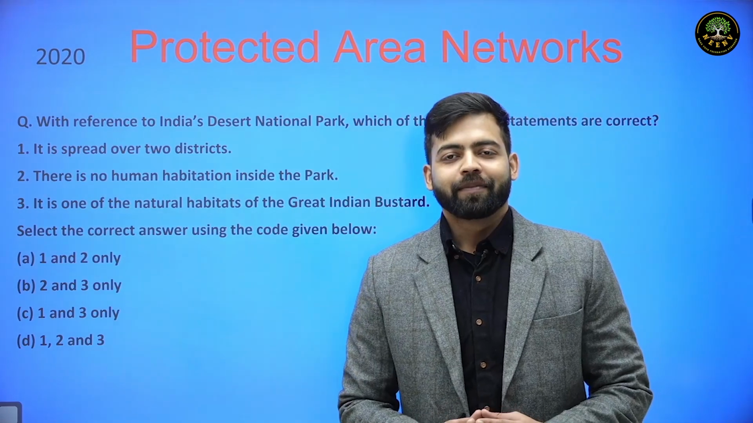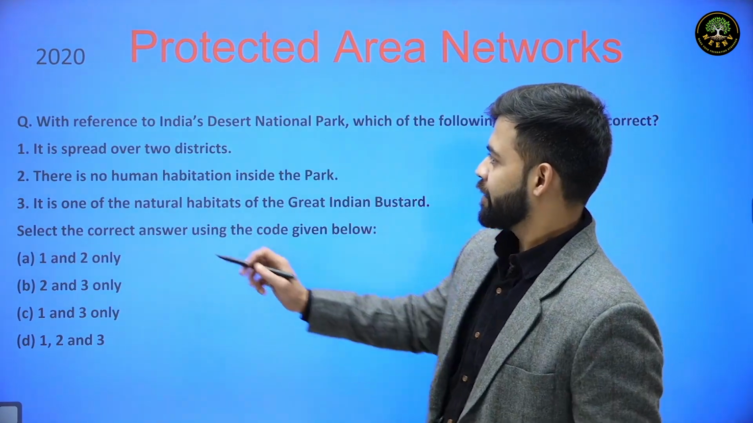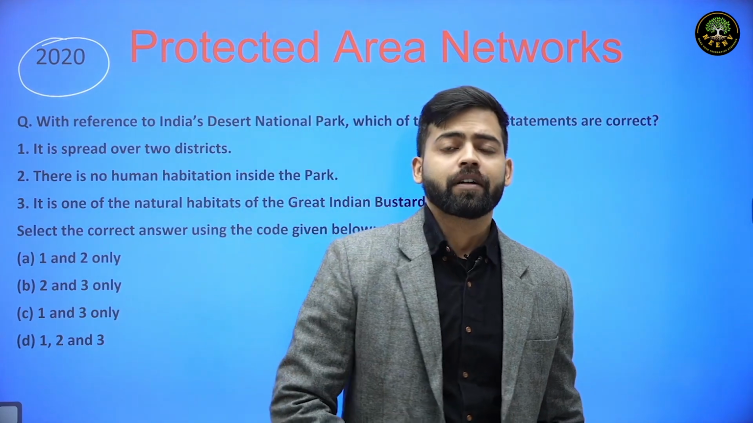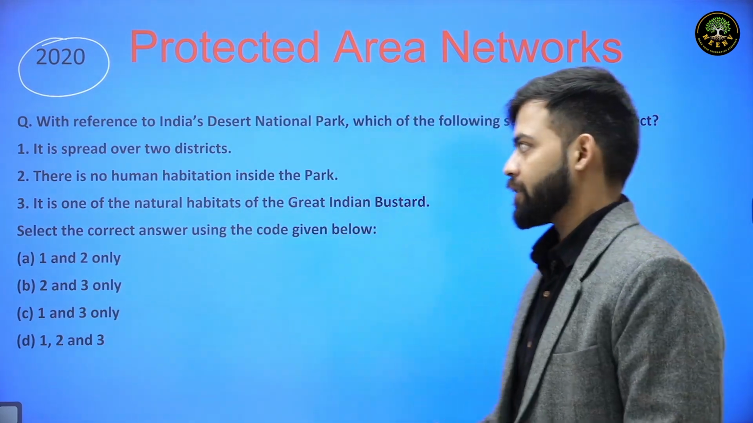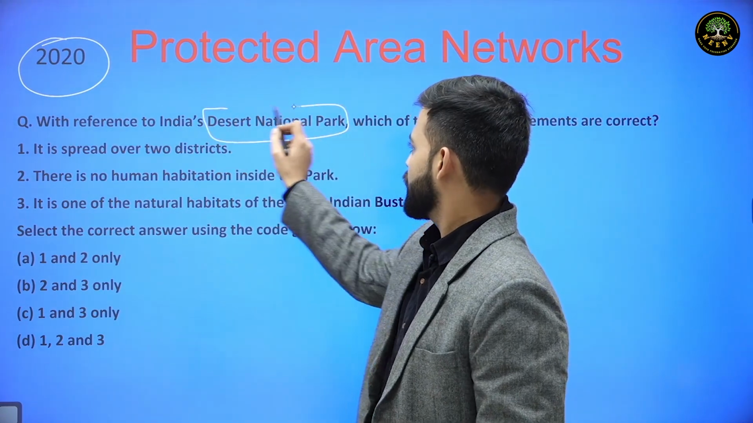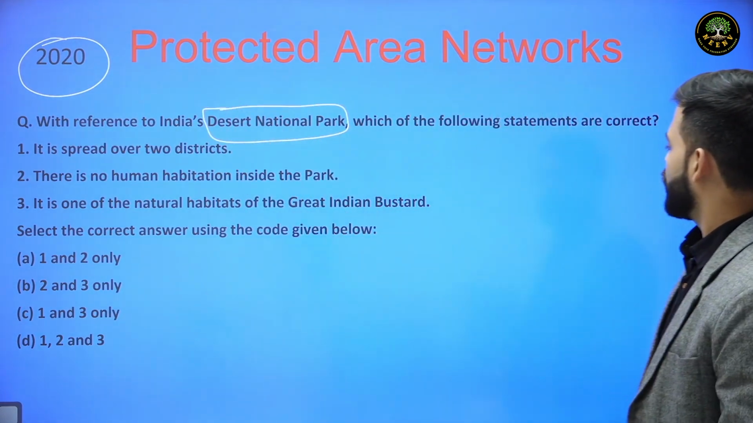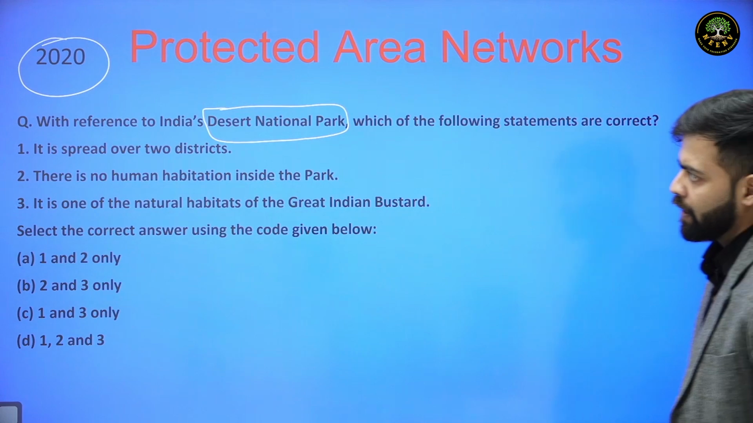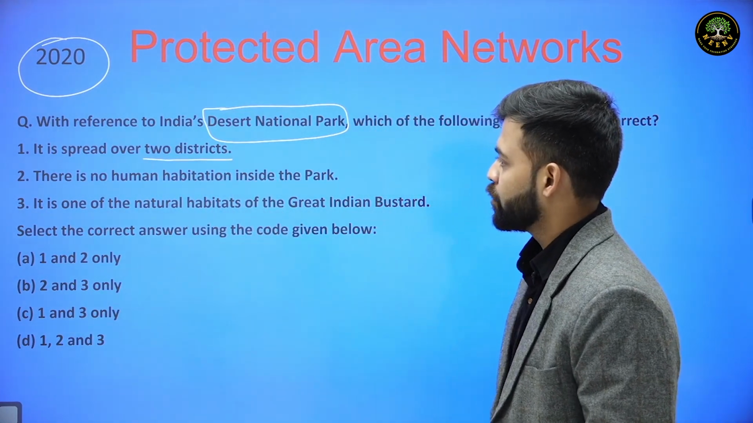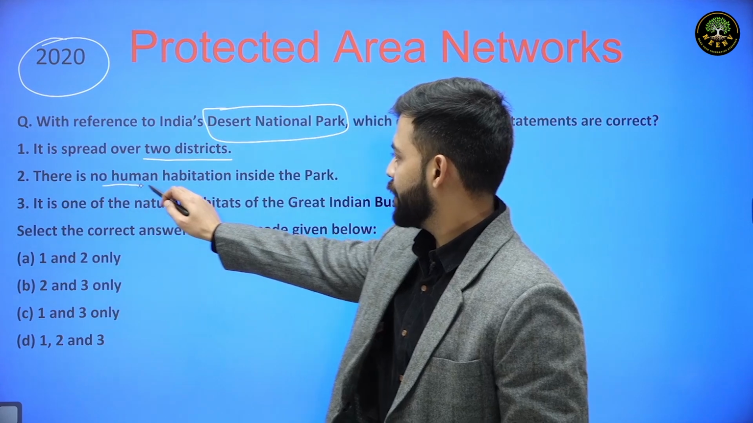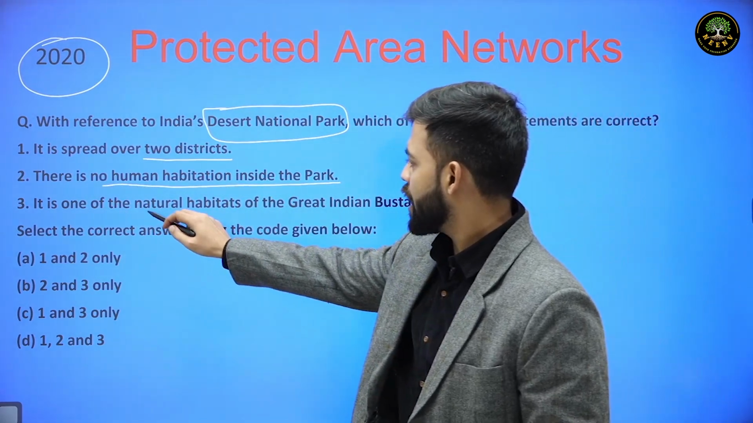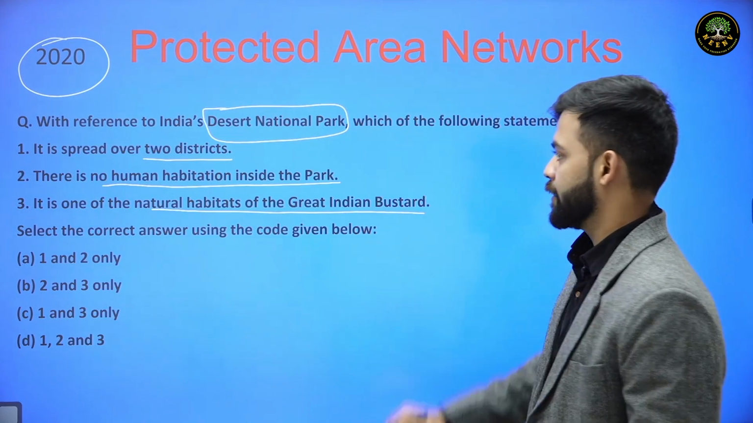Hello and welcome. Let us discuss this question that came in the year 2022 and is related to the topic protected area networks. The question is, with reference to India's Desert National Park, which of the following statements are correct? Number 1, it is spread over 2 districts. Number 2, there is no human habitation inside the park. Number 3, it is one of the natural habitats of the Great Indian Bustard.